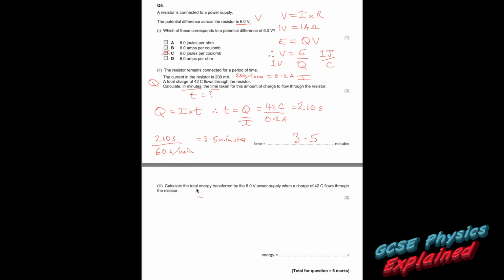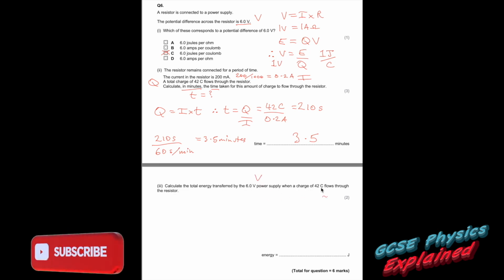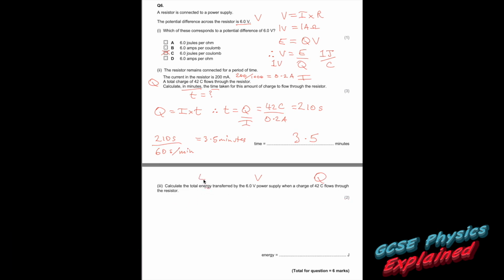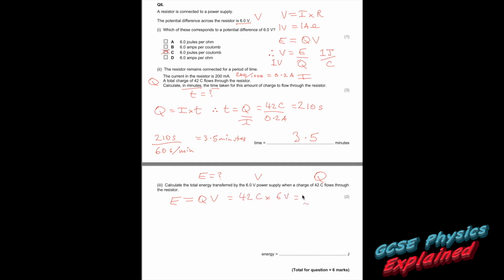Part 3. Calculate the total energy transferred by the 6-volt power supply when a charge of 42 coulombs flows through the resistor. So we're looking for the energy. Is there an equation that links energy, voltage and charge? Yes there is. EastEnders equals the Queen Vic. In England there's a program called EastEnders and the main pub is called the Queen Vic. So that's how I remember that equation. Watch my video to do with energy if you want to learn more. So that equals 252 joules.